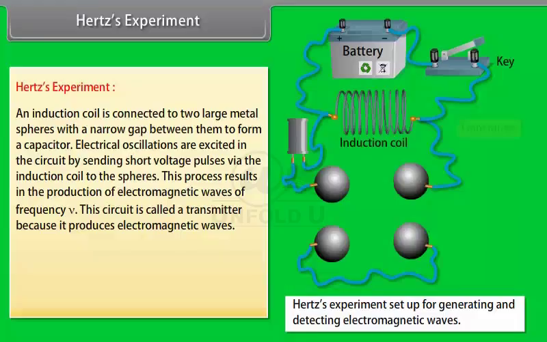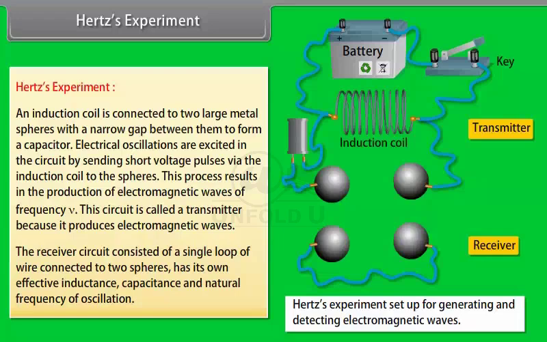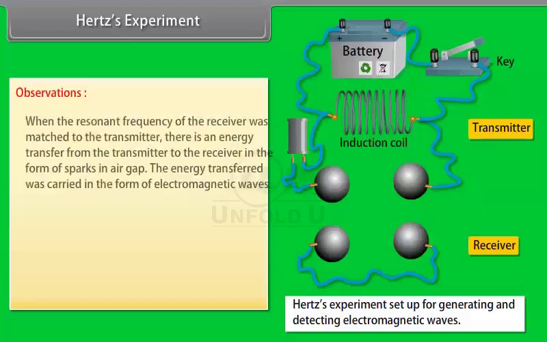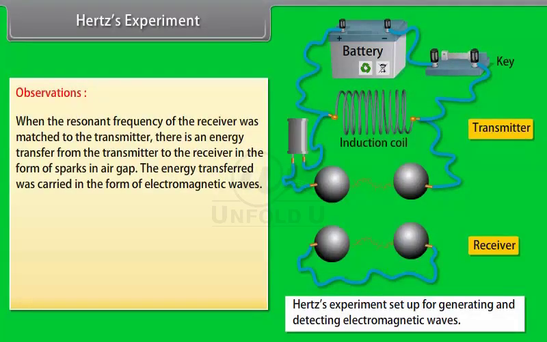This circuit is called a transmitter because it produces electromagnetic waves. The receiver circuit, consisting of a single loop of wire connected to two spheres, has its own effective inductance, capacitance and natural frequency of oscillation. Observations: when the resonant frequency of the receiver was matched to the transmitter, there is an energy transfer from the transmitter to the receiver in the form of sparks in the air gap. The energy transferred was carried in the form of electromagnetic waves.